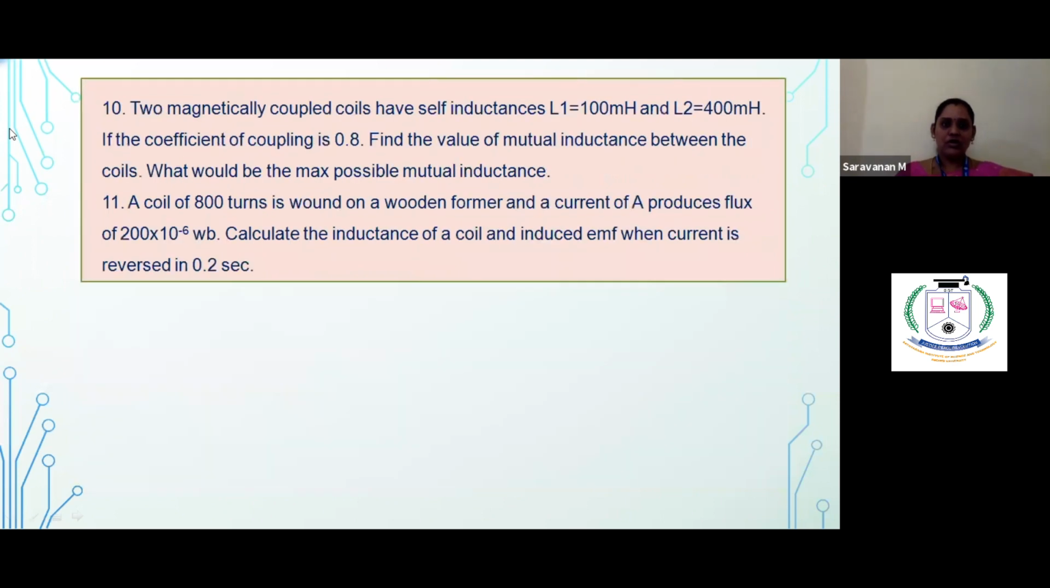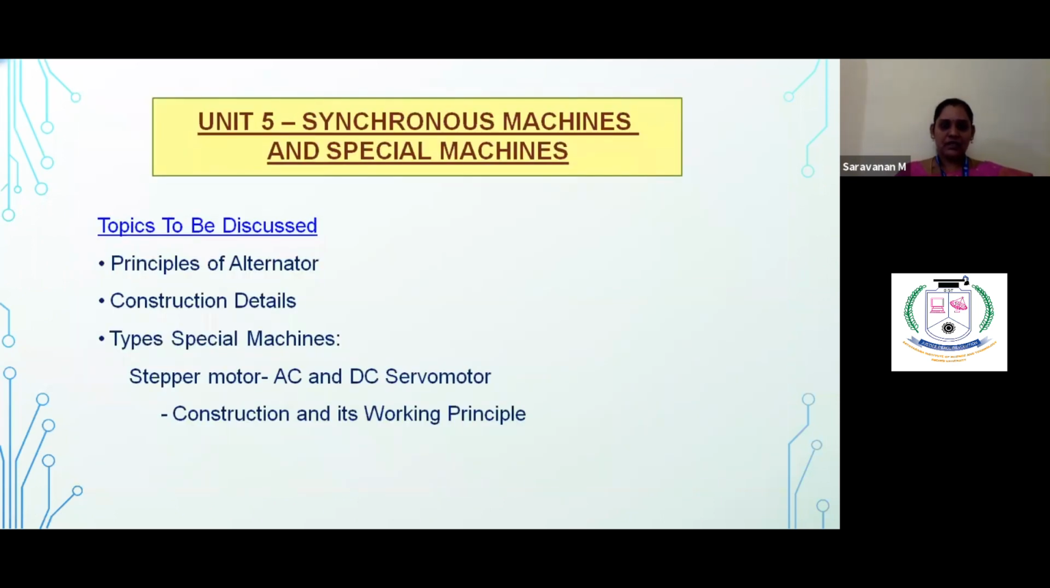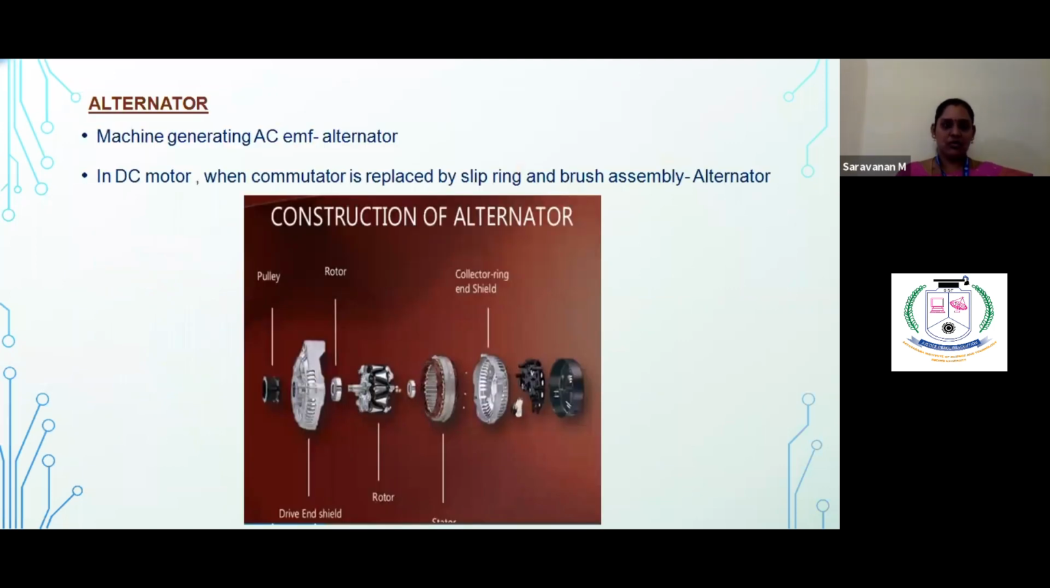Now moving on to your unit 5, these topics are very important for your unit 5. Please don't neglect them. Principle of operation of your alternator, and then stepper motor and servo motor. So alternator is nothing but an AC generator. Generator means what? It is going to convert your mechanical energy into your electrical energy.